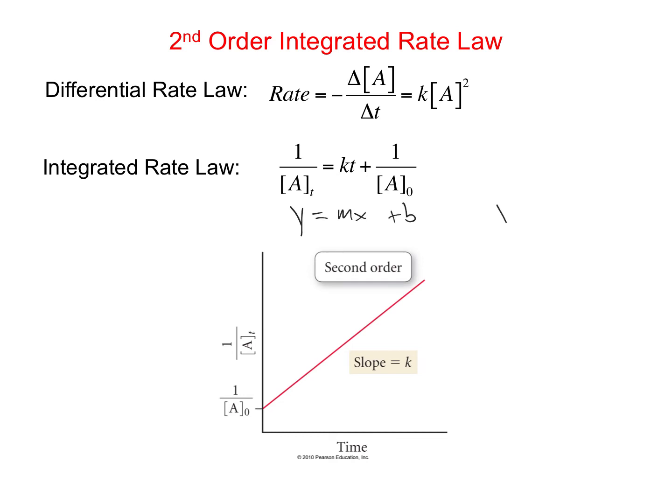And so now if we plot the inverse of the concentration on the y-axis, and again plot time on the x-axis, then now the slope is going to be just equal to the rate constant, not the negative of the rate constant, and the y-intercept will be 1 over the initial concentration. And so then if we have a second order reaction, we can make this plot, find the slope of the line, and that will tell us the rate constant.